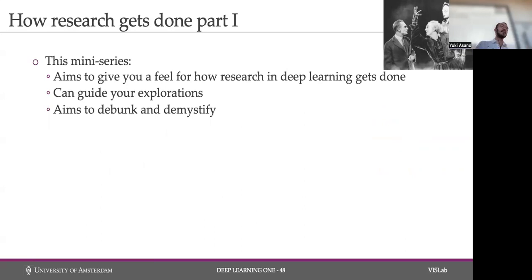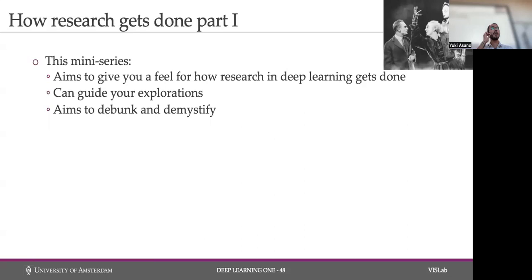Then you have the whole mini series. And the idea is to give you a bit of a feeling of how research and deep learning gets done, which can also guide your own master thesis or your own explorations that you do in your free time. And mainly it aims to debunk and demystify.